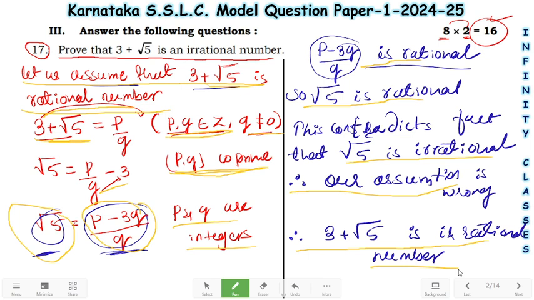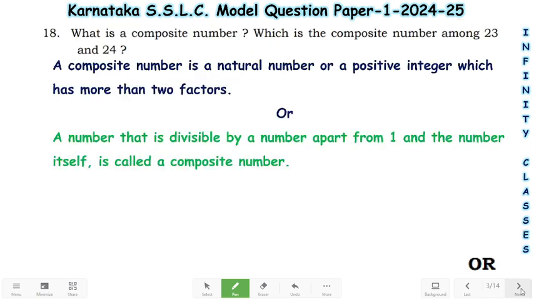So you will get 2 marks for this type of question. Next, moving to question number 18. What is a composite number? Which is the composite number among 23 and 24?